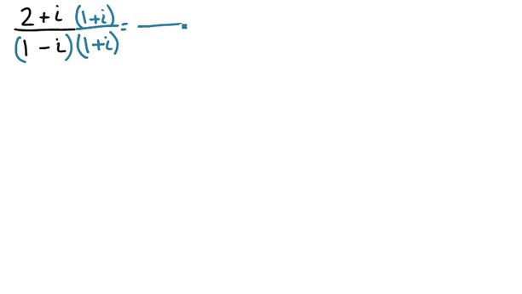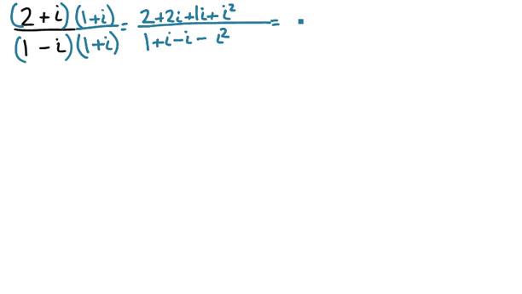Carrying out this multiplication, starting with the denominator, we have the first times the first, 1, the outer, number 1 times i, the inner, negative i times 1, and finally last times last would be minus i squared. Multiplying the top in similar fashion, the first 2 times 1 is 2, plus the outer 2i, plus i times 1 on the inner, plus last times last, which is i squared.